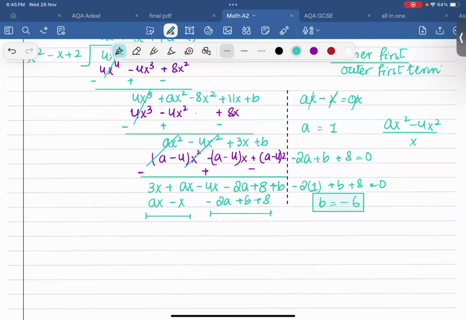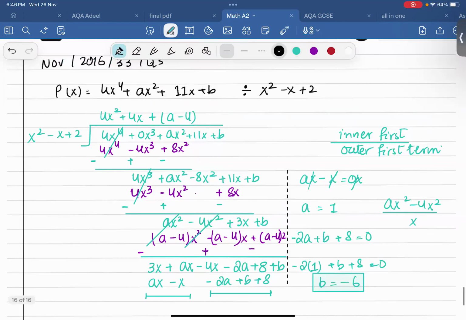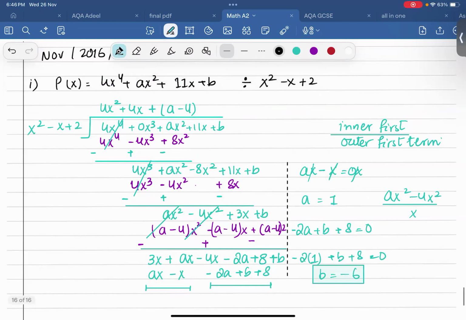So since the question only asked for this, we have found the values of a and b, right? Is that clear, guys? Is this part clear? Perfect. Now, in the second part, they're saying when a and b have these values, find the real root of the equation p of x.